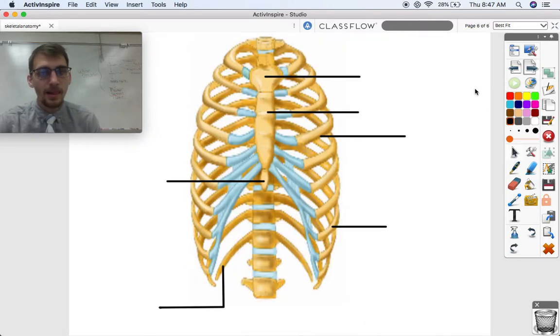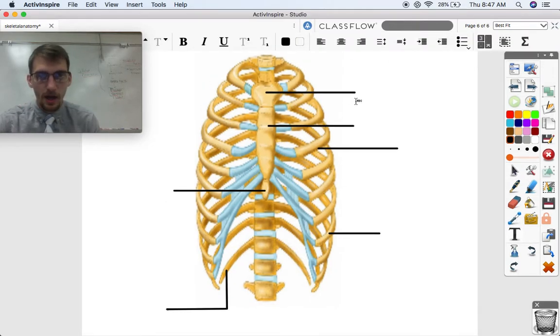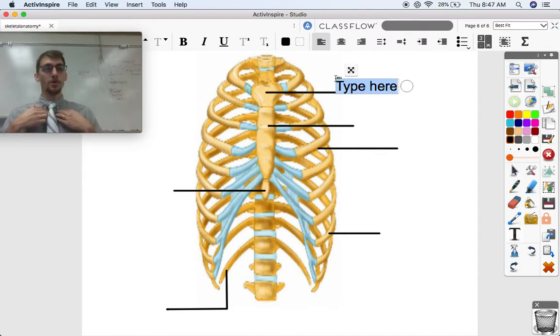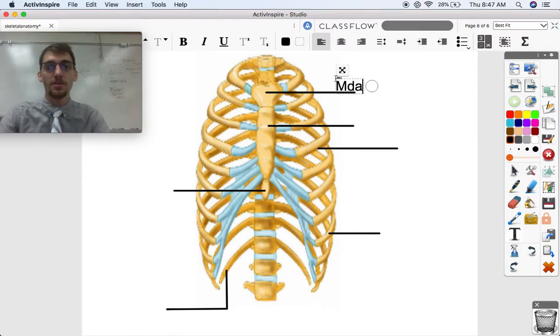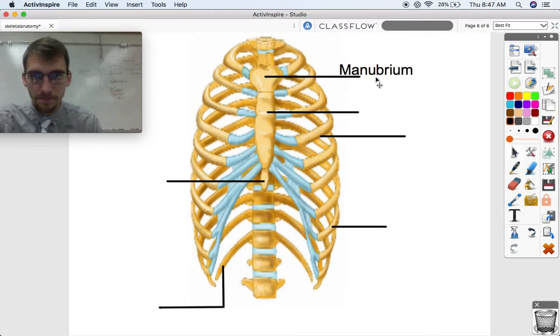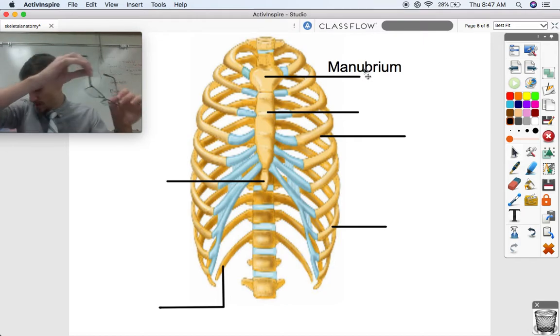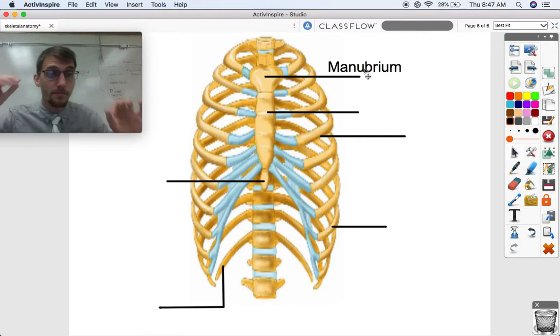Okay, and the last thing we're going to talk about here: we have 3 different types of ribs, and different structures on the sternum as well. So let's get into it. Up here, the uppermost part of the sternum, right over here, pretty close to your collarbone, is called the manubrium of the sternum. It articulates with some of the pectoral muscles, allowing you to make different motions with your arms and with your chest.